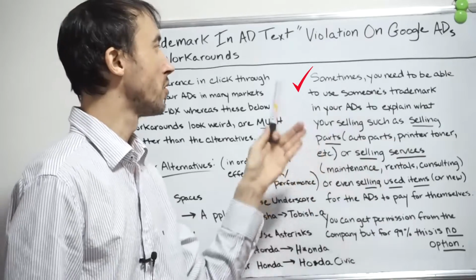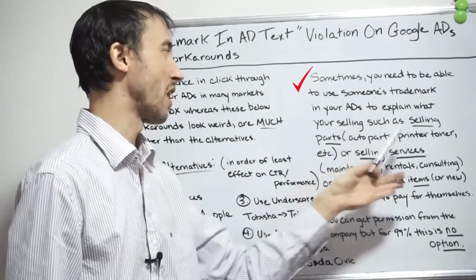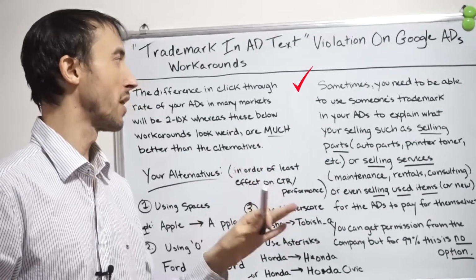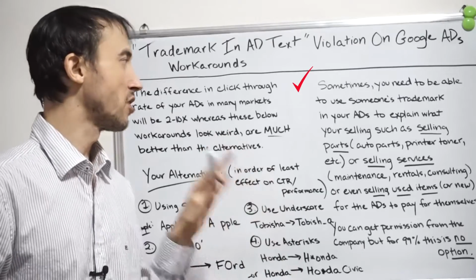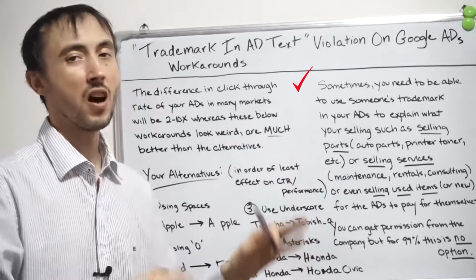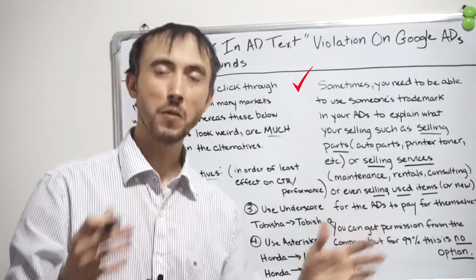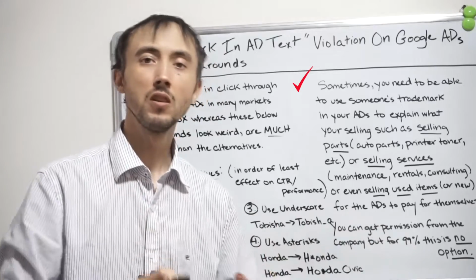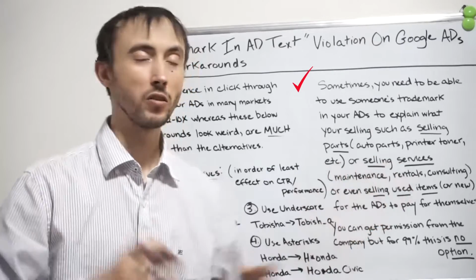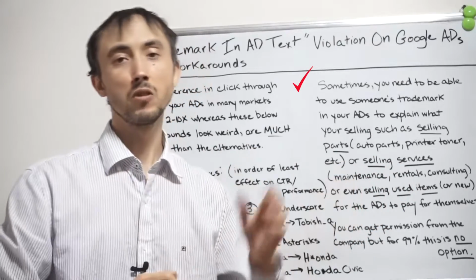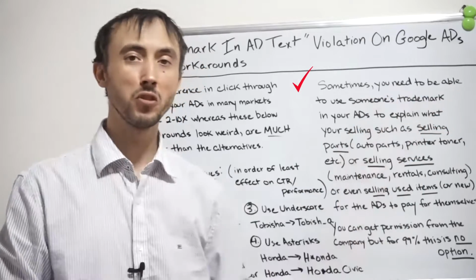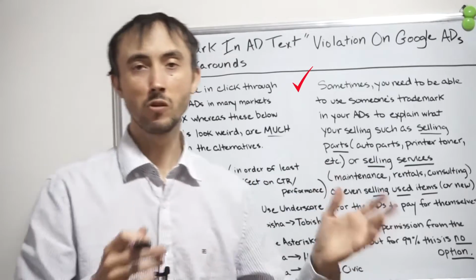Sometimes you need to be able to use someone's trademark in your ad to explain what you're selling, such as selling auto parts or any parts in general. We were in the auto part space for a long time, selling aftermarket auto parts. You needed to be able to use the trademark in the ad so that you weren't missing out on a lot of long tail searches. For somebody searching for a Honda Civic muffler, you need to be able to say Honda Civic muffler in the ad, otherwise people just pass it by. So in that market it was extremely useful.